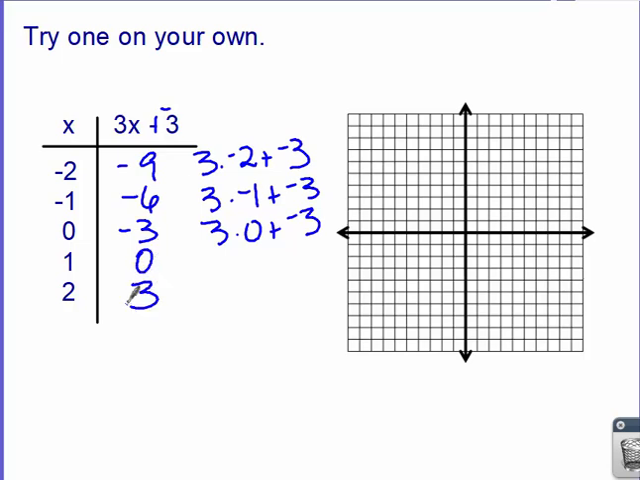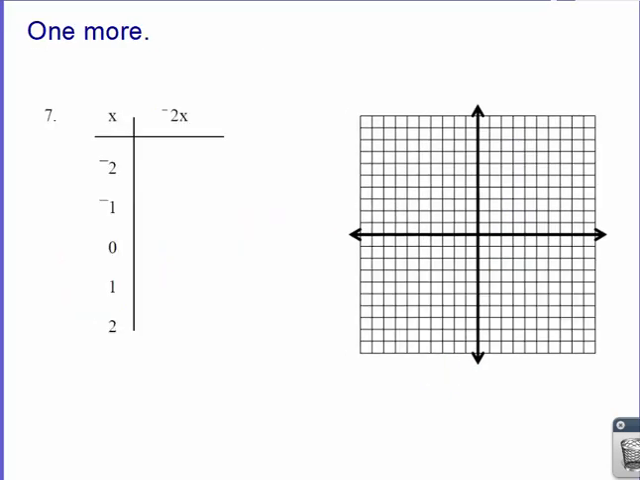And now we graph. So we come to the graph and we've got -2, -9. So that's left 2, down 9. The next one is left 1, down 6. And then left or right none, down 3. Right 1, up or down 0. And then right 2, up 3. And now we connect the dots. Now hopefully you realize that this one is even steeper than the last one. So again, next week we'll find out why it is steeper. Let's try one more and then we'll be ready for our assignment.